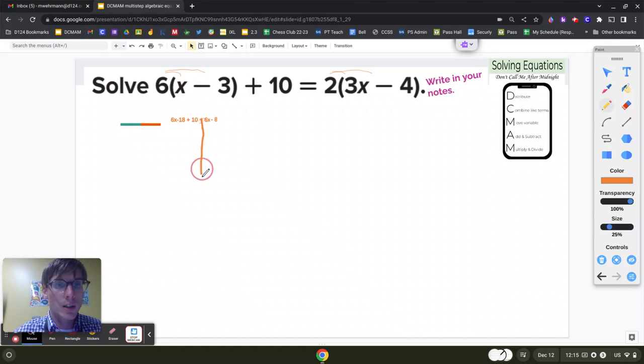So we're going to do a little line down there, as we often do. So we know we're balancing out this equation. Remember, we are trying to use inverse operations to solve. So first is distribute. The next thing is combine our like terms. So we have a negative 18 plus 10. Those are like terms on this side of the equation.